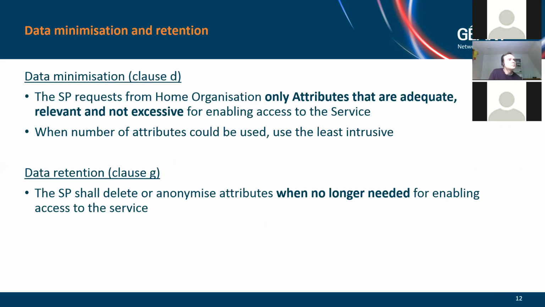So in the reasoning of the COCO, we actually list plenty of attributes. For instance, attributes like eduPersonScopedAffiliation can be used for authorization, and attributes like EPPN or SAML2 persistent ID can be used for identification of the user. But when several attributes can be used, the least intrusive should be selected. So prefer SAML2 persistent ID over EPPN if you don't have a particular need to have a shared identifier like EPPN or EPUID.